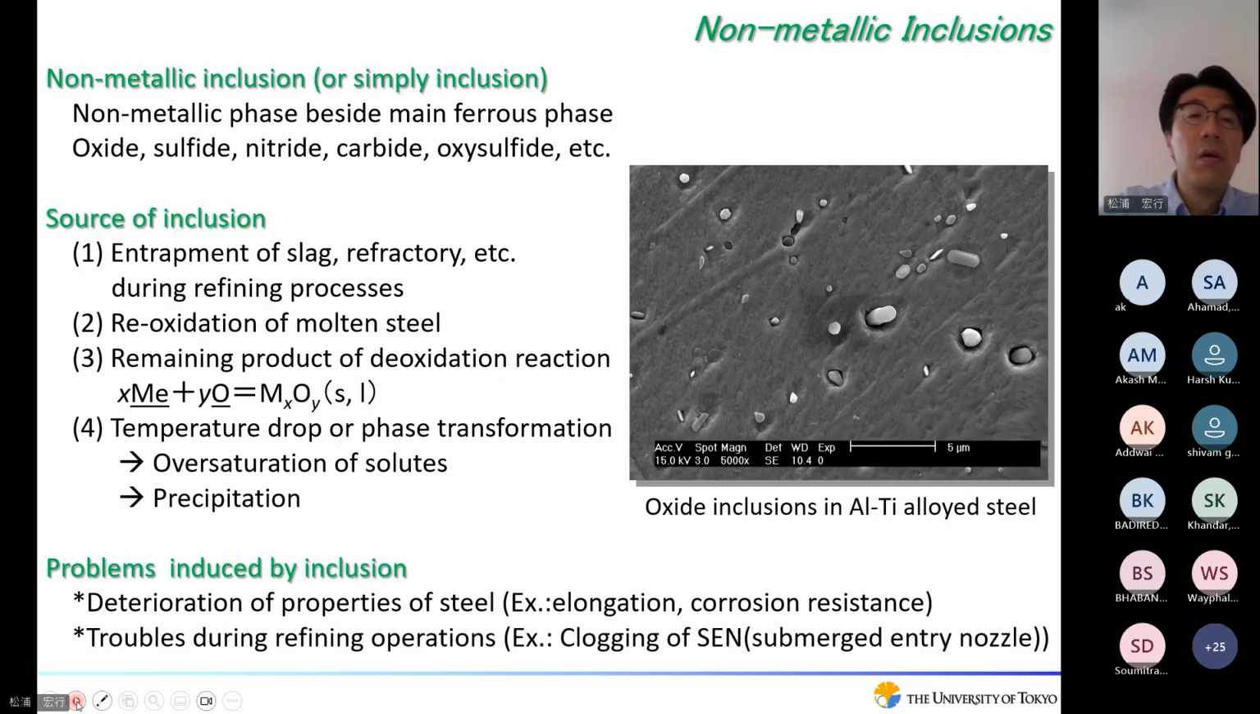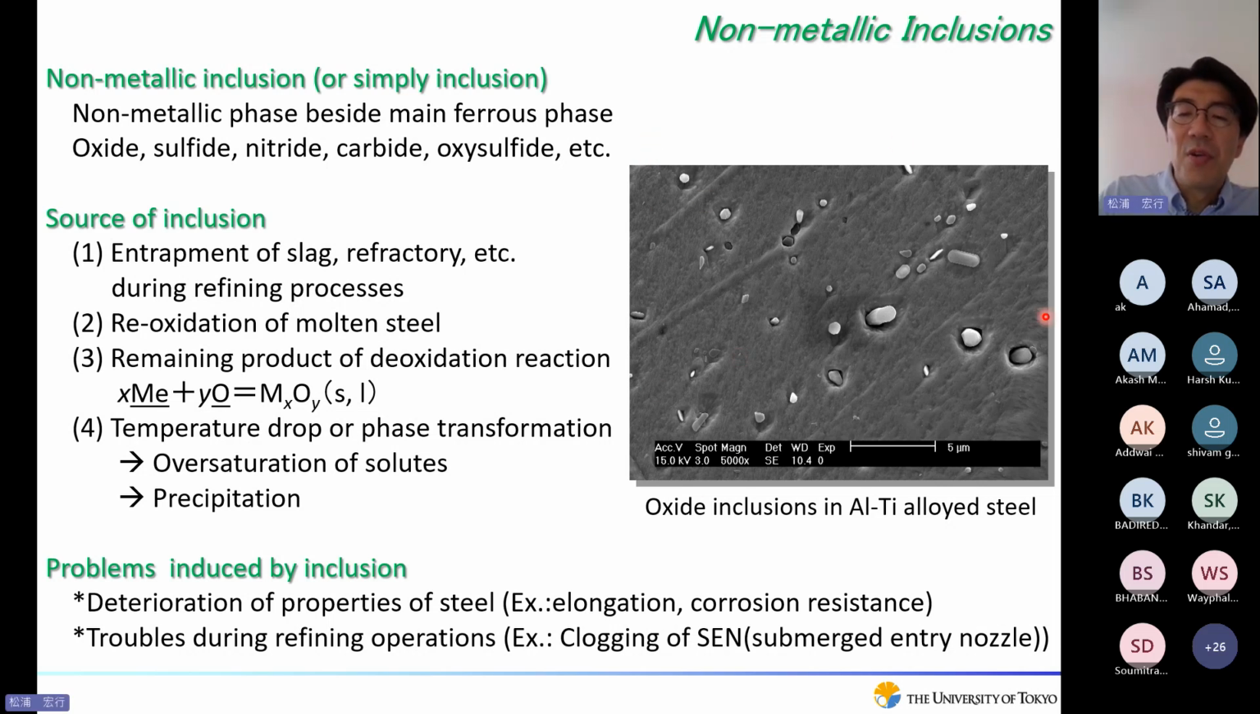So, okay, I have introduced the background, why we need clean steel, and now I want to talk about the non-metallic inclusions. Actually, I'm not so sure which grade of students are joining this talk, so I want to talk about some introductory parts of the non-metallic inclusions. The non-metallic inclusions, which are simply called inclusions, are non-metallic phases besides the main ferrous phase, such as oxide, sulfide, nitride, and so on.